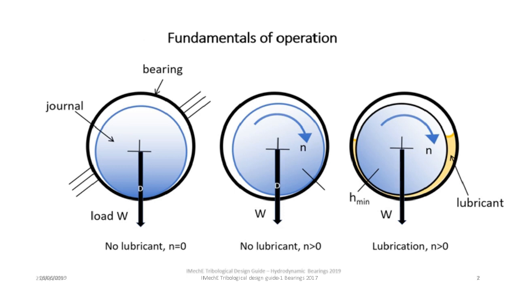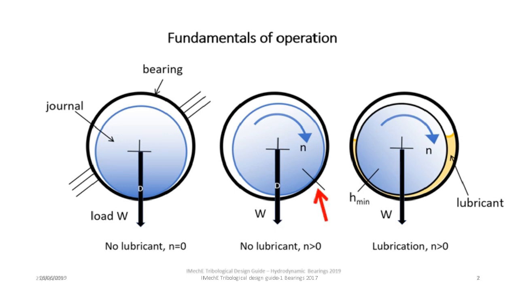Imagine for a moment a dry or unlubricated bearing in which the shaft or journal supports a load W acting vertically down, perhaps a gravity load. Now suppose the journal starts to rotate in a clockwise direction. Dry friction between the shaft and the bearing will allow the journal to climb up the bearing so that the point of contact is displaced, as shown.